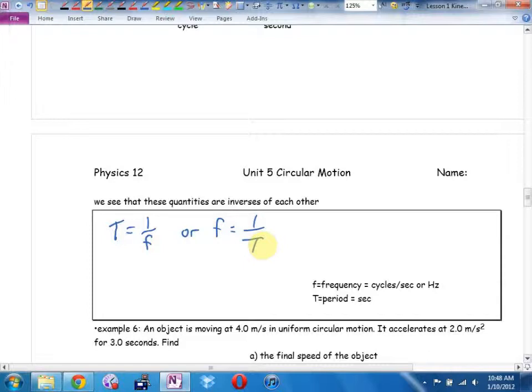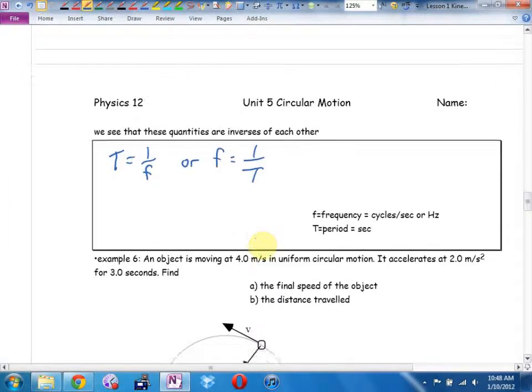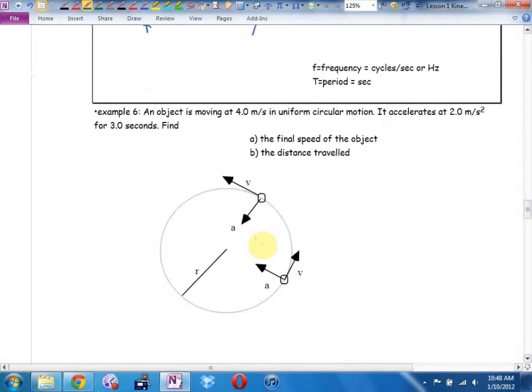Example 6. An object is moving at 4 meters per second in uniform circular motion. Can you all right now underline the phrase uniform circular motion? It accelerates at 2 meters per second squared for 3 seconds. Find A, the final speed, and D, the distance traveled.